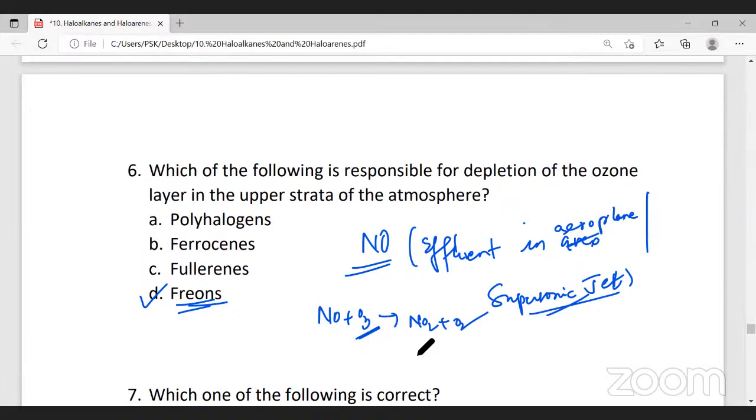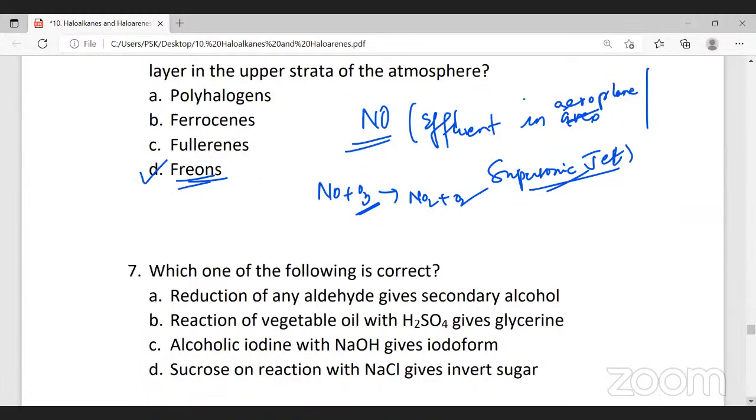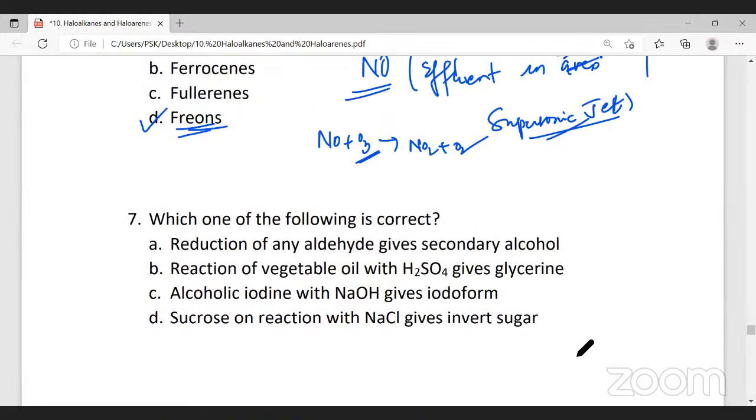Now, the next one: which one of the following is correct? Reduction of an aldehyde gives secondary alcohol. The reaction of vegetable oil with sulfuric acid gives glycerin. Alcoholic iodine with sodium hydroxide gives iodoform. Sucrose on reaction with sodium chloride gives invert sugar.